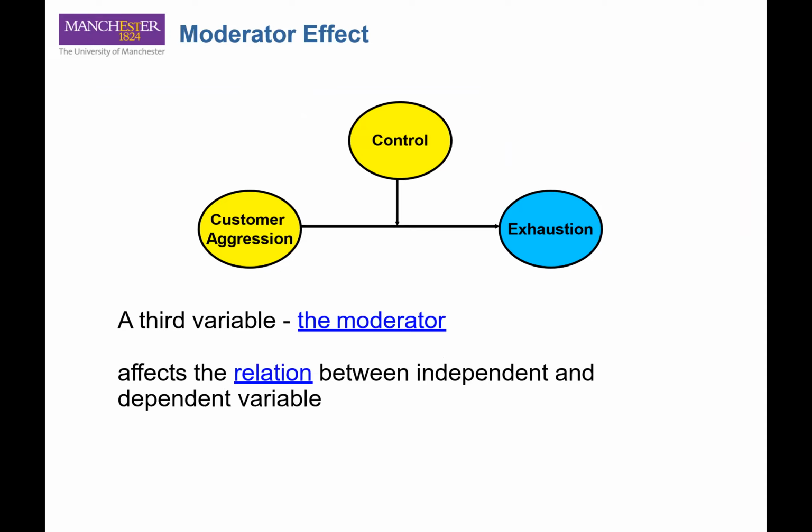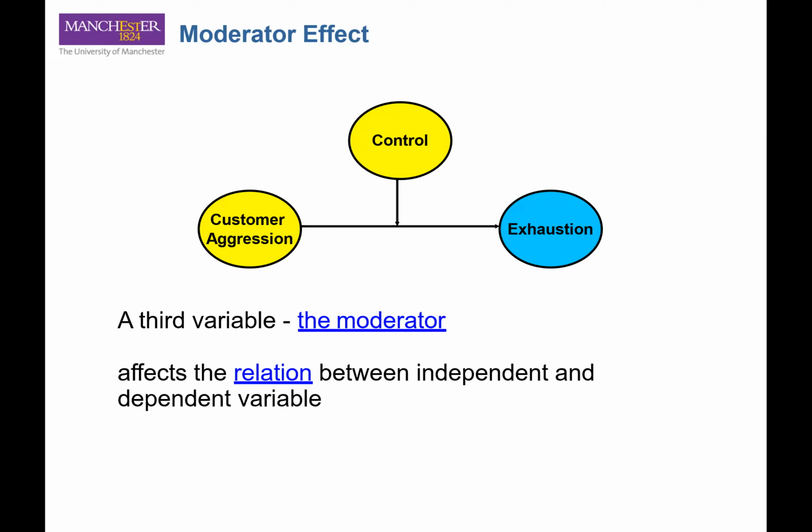A moderating effect means that in certain situations the extent of the relationship becomes stronger or weaker. This is the third variable that we can see. We usually record it as the moderator. It affects the relationship between the independent variable and the dependent variable. In this example, job control is the moderator, the situation that affects the relationship between the independent variable, customer aggression, and the dependent variable, the employee's exhaustion.